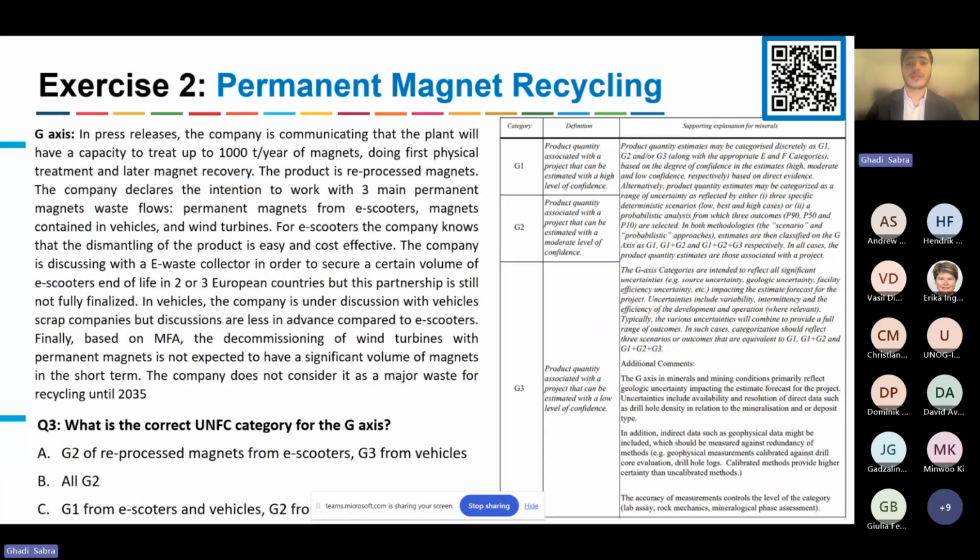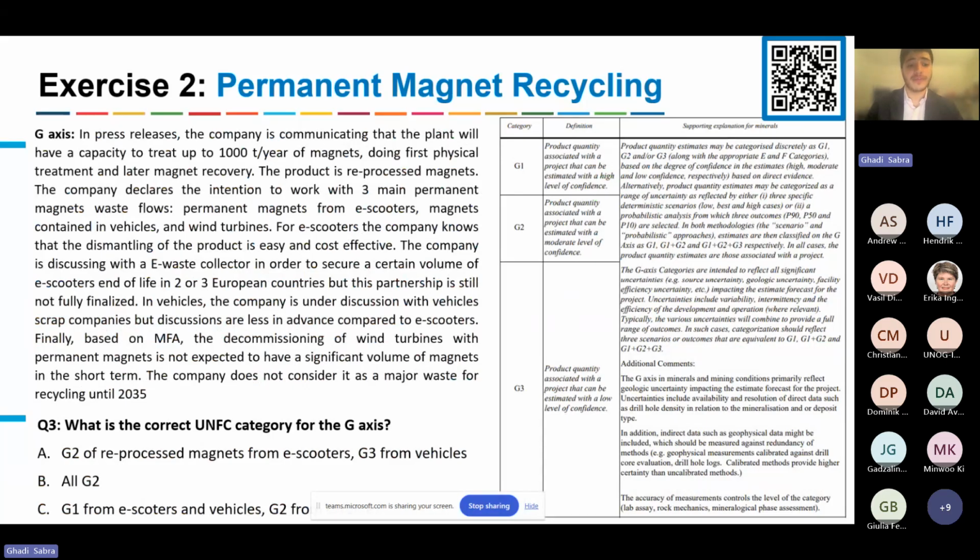For e-scooters, the company knows that the dismantling of the product is easy and cost-effective. The company is discussing with an e-waste collector in order to secure a certain volume of end-of-life e-scooters in 2 or 3 European countries, but this partnership is still not fully finalized. In vehicles, the company is under discussion with vehicle scrap companies, but discussions are less evident and advanced compared to e-scooters.